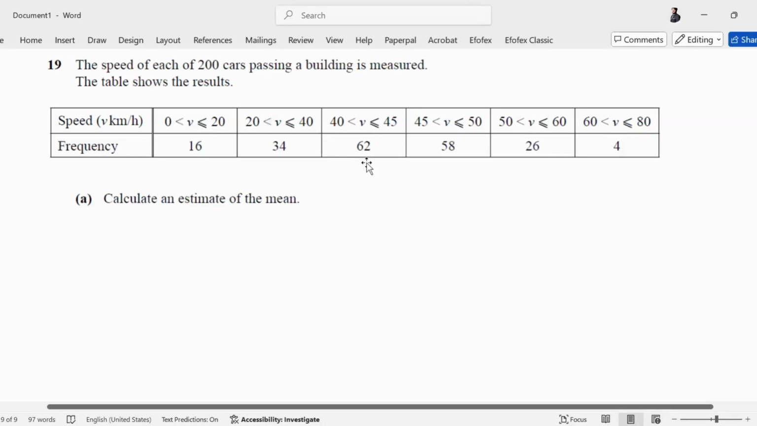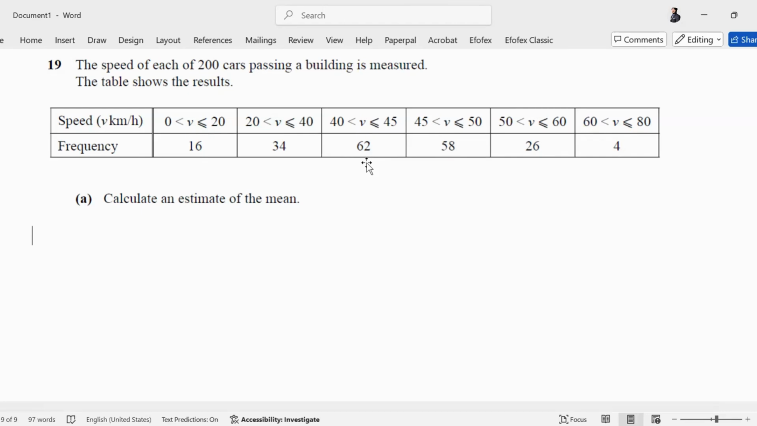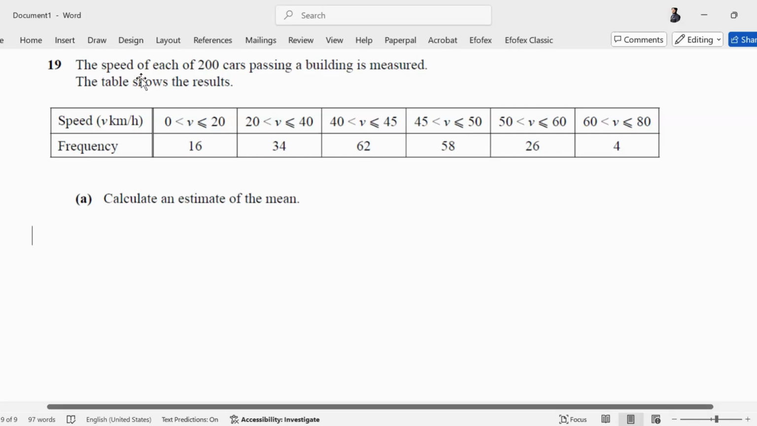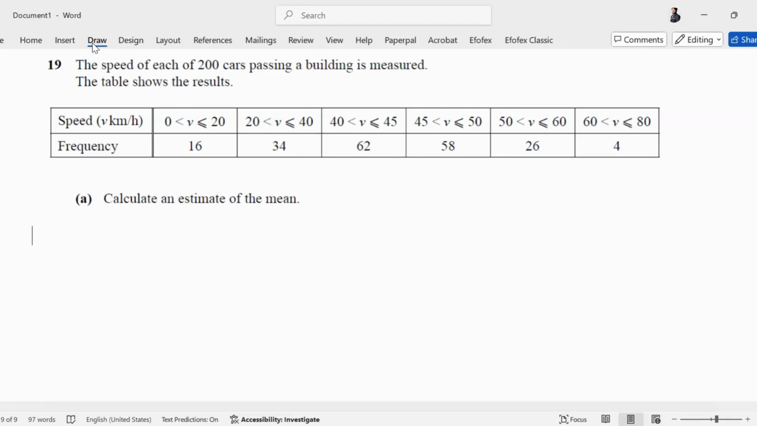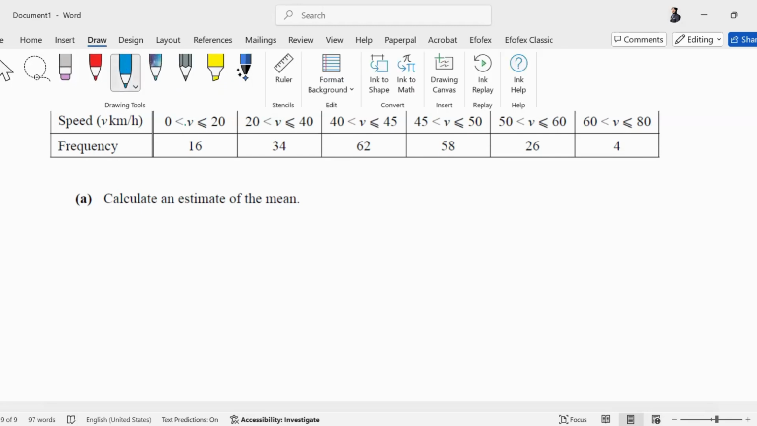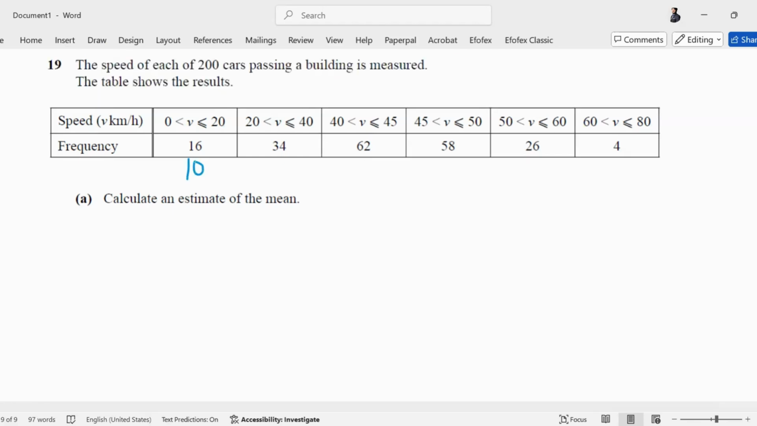Okay, so question 19 is about group data. They've provided us the speed of 200 cars passing a building. Cars that had speed between 0 and 20, there were 16 such cars. We do not know the speed of every single one of them, but we do have the group data. So if I were to estimate a mean, what will I do? I'll designate the mid value of the group to all the cars. So there are 0 to 20, the mid value is 10. I will say that all these 16 cars had a speed of 10 for the sake of mean.